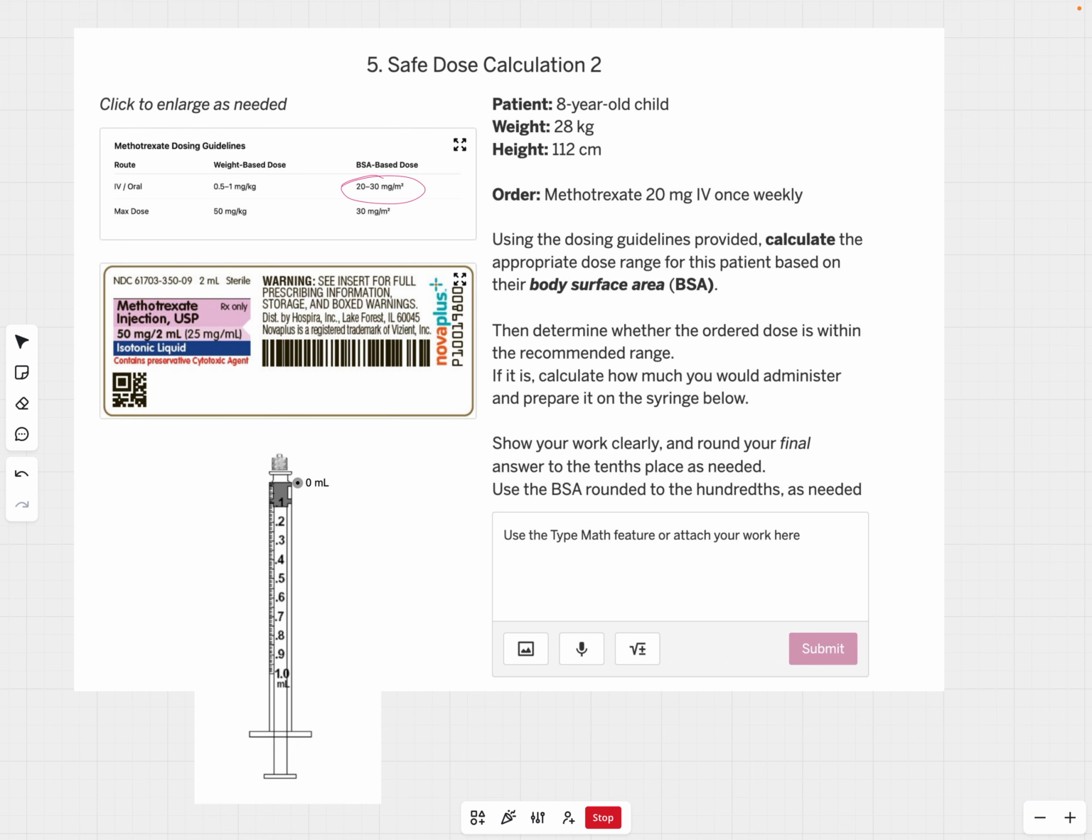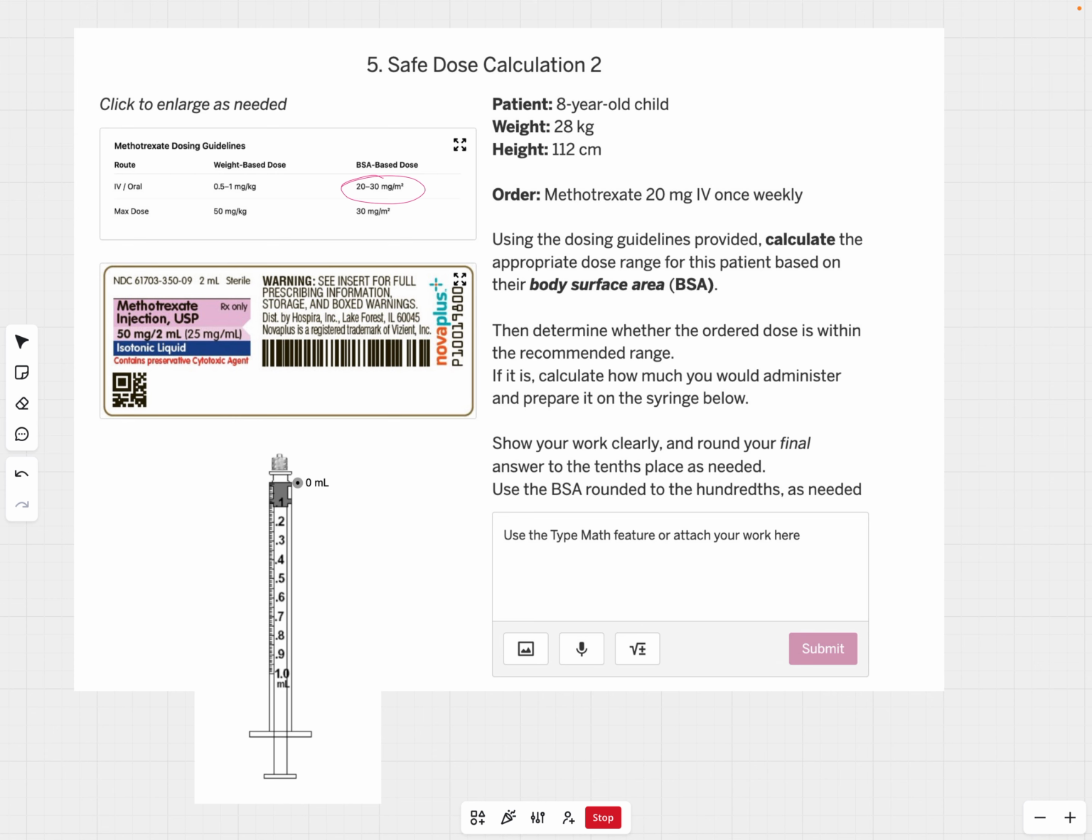Our last dosage calculation of this activity is another safe dose calculation where we need to determine whether or not our order of methotrexate is appropriate. And if it is appropriate given the dose guidelines, then we need to calculate how much we would prepare in our syringe. So the first thing I need to do is to read the information, make sure I understand what's happening here. So we are asked to use the dosing guidelines provided to calculate the appropriate dose range for this patient based on their body surface area.